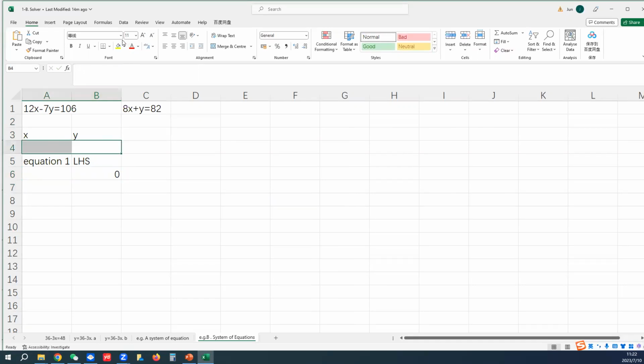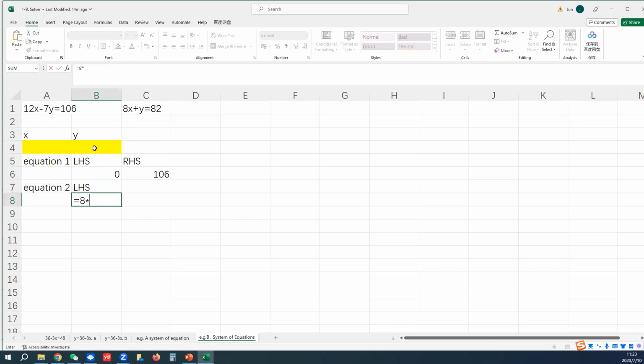Again, I like to highlight them. And the right-hand side is 106. For equation 2, its left-hand side is 8 times x plus y, and its right-hand side is 82.